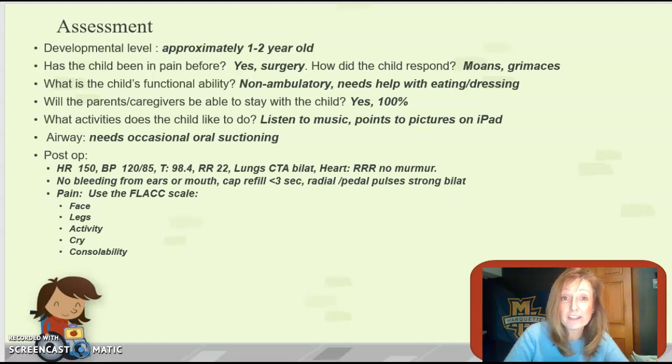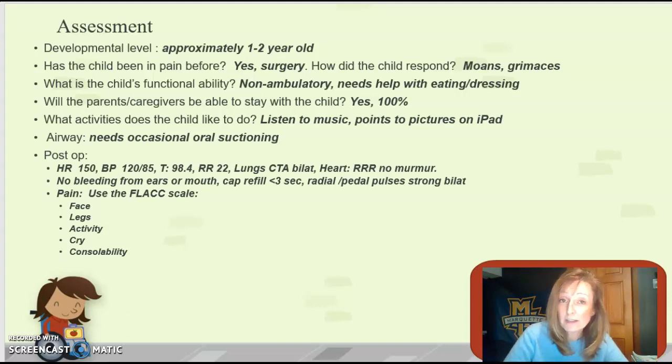So what did we find? The child had a successful surgery. So post-operatively, the child's heart rate is 150, blood pressure is 120 over 85, temperature is 98.4, respiratory rate is 22, the lungs are clear to auscultation bilaterally, the heart has a regular rate and rhythm with no murmurs. There's no bleeding from the ears or the mouth. Capillary refill is less than 3 seconds. Radial pedal pulses are strong bilaterally.